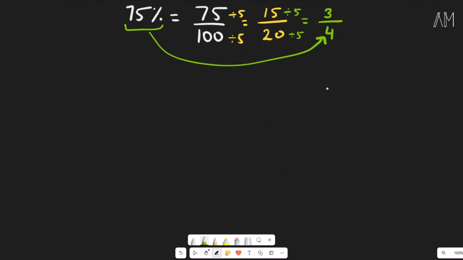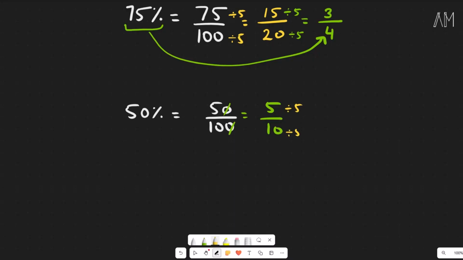Let's take another example, and the most famous percentage is 50%, which is 50 over 100. Divide both by 10 or cancel the zeros, and I will get 5 over 10. And then by dividing by 5 up and down, I will get 1 over 2. And that's why they say that 50% represents the half. And that's how we do it for every single percentage that you will see in your life.